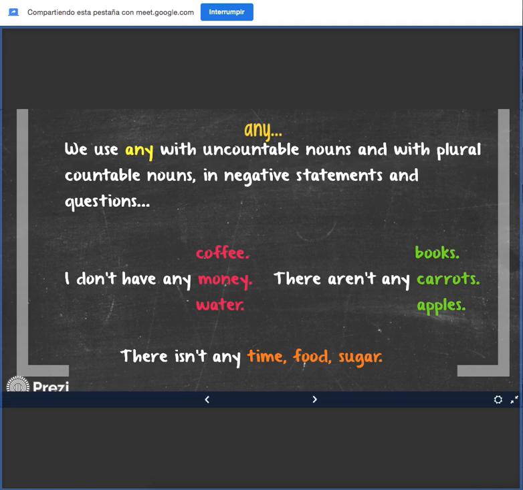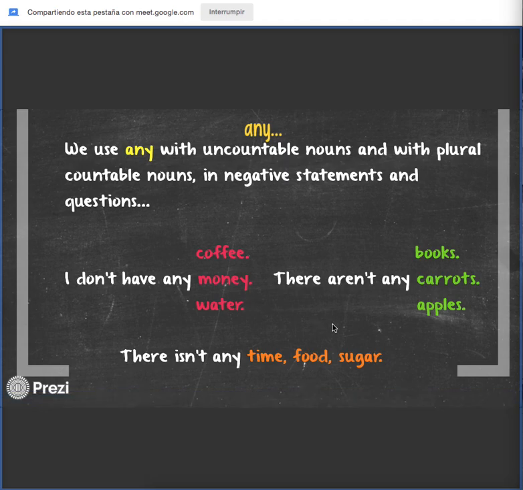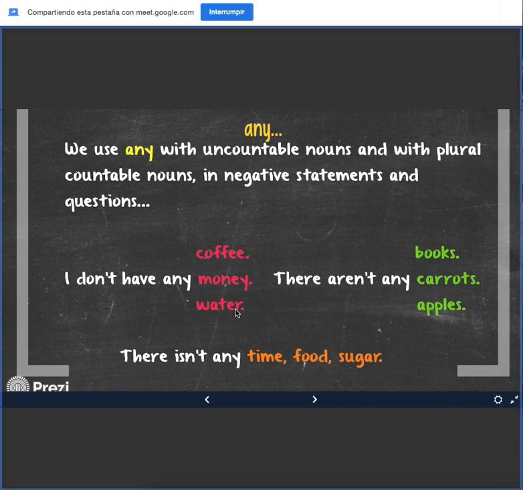¿Ok? So we are going to make an example. Let's try to make an example together. Let's make two examples, one with water and the other one with apples. One uncountable, one countable. So let's go with water. Sara, can you please help me doing an example by using any and with the word water?